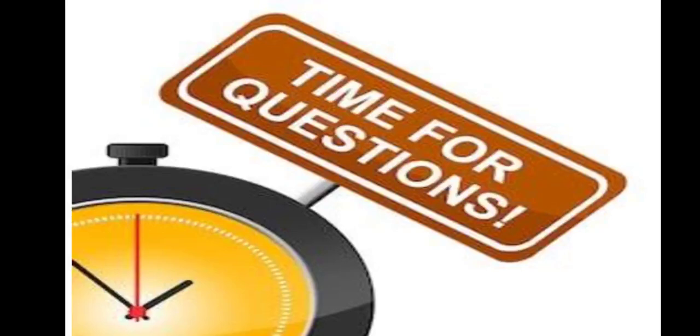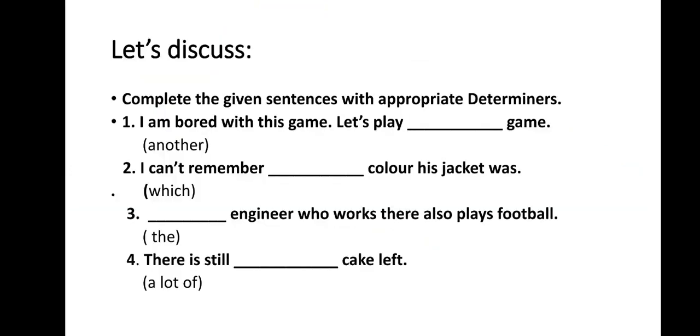So we have some questions for you. Complete the given sentences with appropriate determiners. There are a few blanks here. You have to find the suitable determiners to fill in these blanks. First one: I am bored with this game. Let's play dash game. So the answer is: let's play another game.